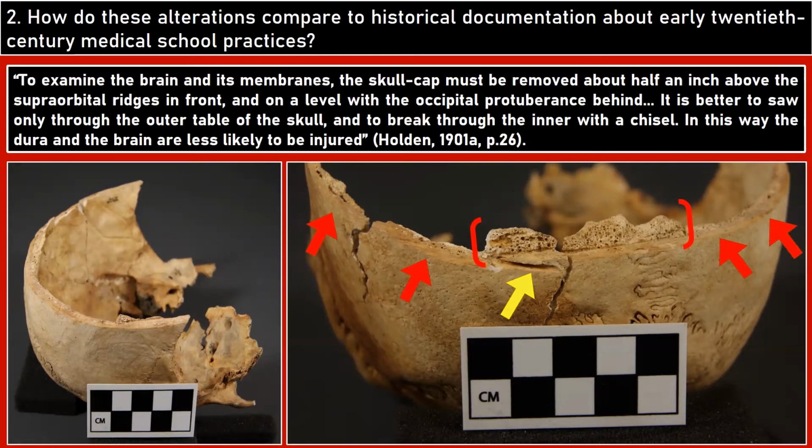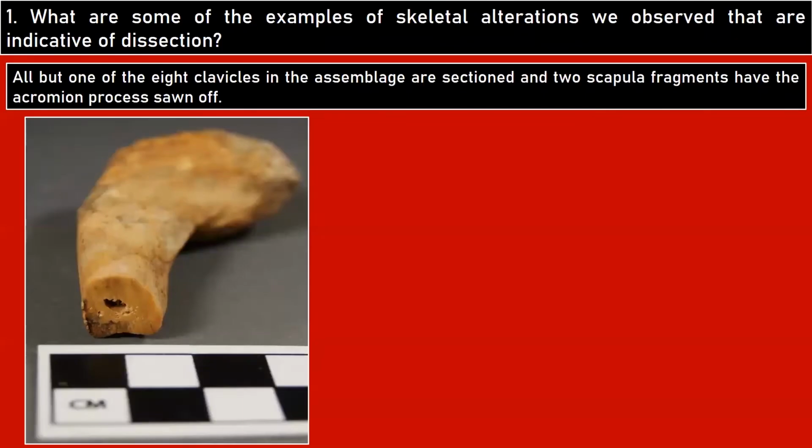The majority of the outer table, the layer of the cranial bone closest to the scalp, has been cut, but the last bit of removal has been achieved by breaking through the inner table, which is shown in the area of red brackets. From this documentation, we can infer that the breakage seen in this example was likely achieved with the use of a chisel.